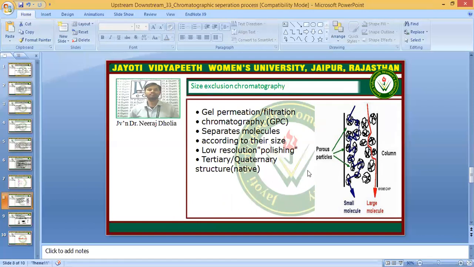So what is that? Here we use some gel-type molecules. So the gel has various pore sizes. The pore size can be increased or decreased by changing the concentration of the gel. So if the pore size is greater, then the larger molecules will pass out fast. If the pore size is smaller, then the smaller molecules will be filtered out first. So on the basis of your choice, whether you want to elute larger molecules or smaller molecules first, we will design the pore size of the gel in gel permeation chromatography.